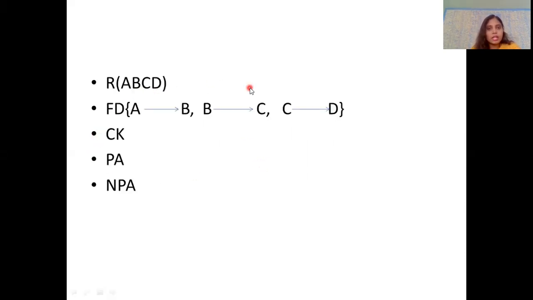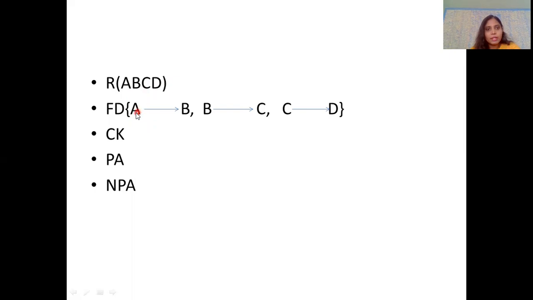So this is the first example that I have considered where I have a relation R which contains the attributes A, B, C, and D. And these are the functional dependencies that are present. So this is the first functional dependency, second functional dependency, and third functional dependency. What are these functional dependencies? Functional dependencies are nothing but which tell the relationship between the attributes. To know the relationship between the attributes, we use the functional dependencies.